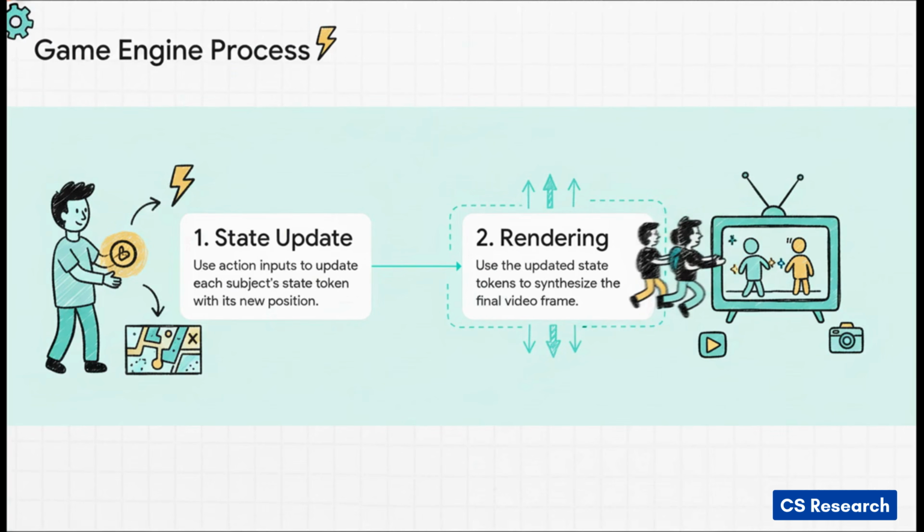So this whole game engine approach really just boils down to a super simple two-step loop. It's beautiful. First, the model looks at the action command for a character, and it updates that character's state token with its new position. Step 2, once all the new character states are figured out, the model just renders the final video frame, drawing every character in its new spot. Update, then render. It's logical, it's structured, and as we'll see, it really works.